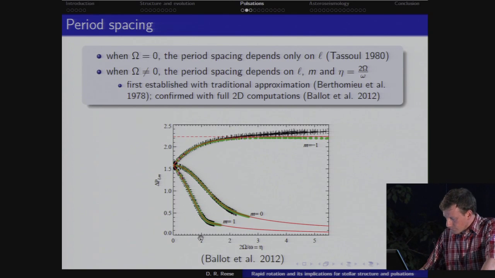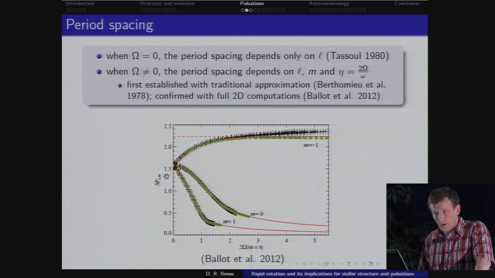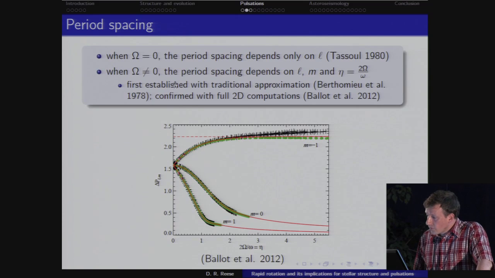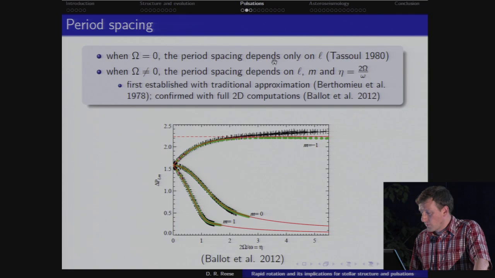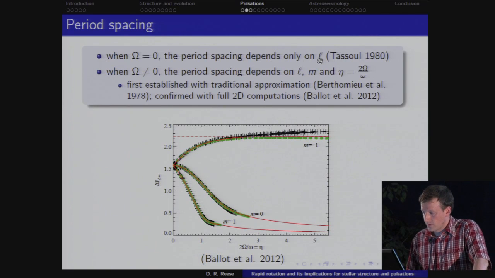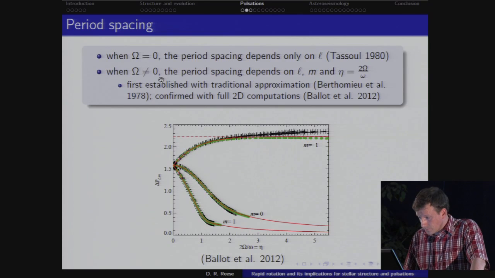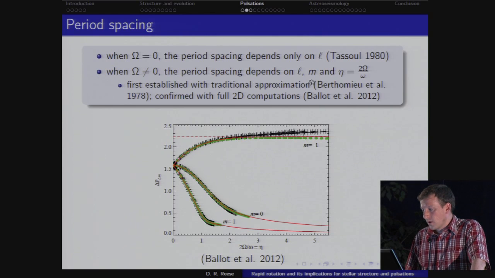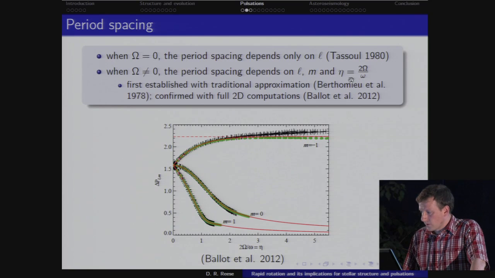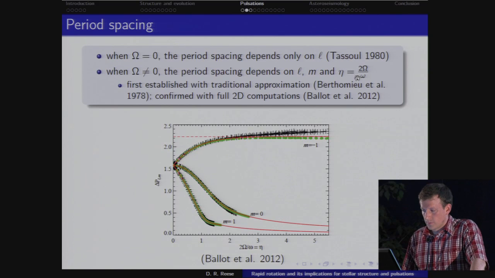Okay, so gravity modes in a non-rotating star are uniformly spaced in periods. So you calculate the pulsation period of successive modes, and you'll find that this period spacing is uniform, provided you're dealing with a given l value. Now, when you include rotation, then this is no longer true. The period spacing will start depending on the azimuthal order and also the parameter eta, which is simply the ratio between the rotation rate and the pulsation frequency.